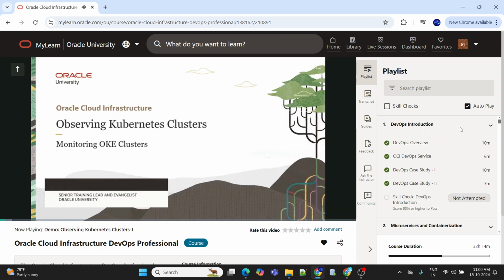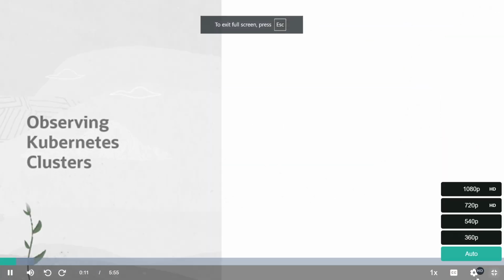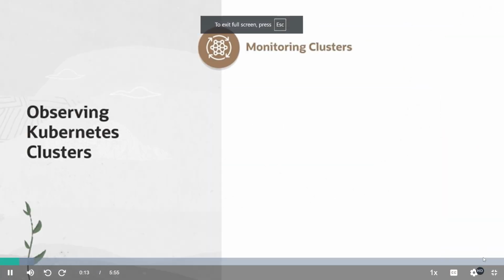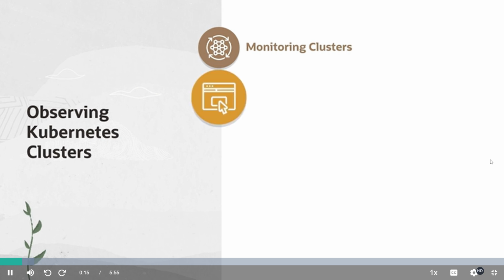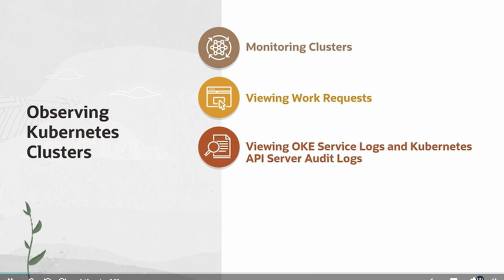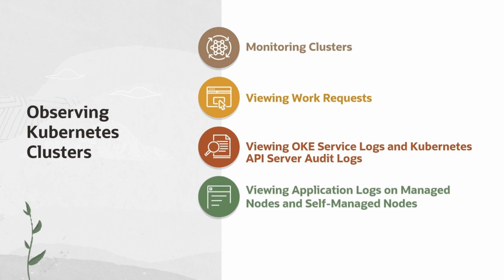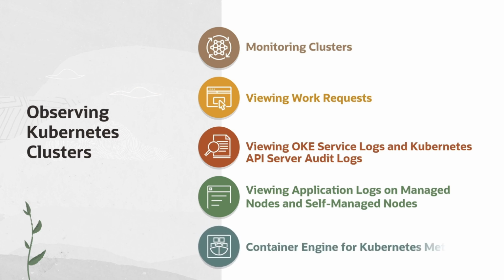Hello and welcome to the first lesson of our multi-part series on observing Kubernetes clusters. In this series, we'll explore essential techniques for monitoring clusters, viewing work requests, viewing OKE service logs and Kubernetes API server audit logs. We'll also look at viewing application logs on managed and self-managed nodes. And lastly, we'll cover container engine for Kubernetes metrics.